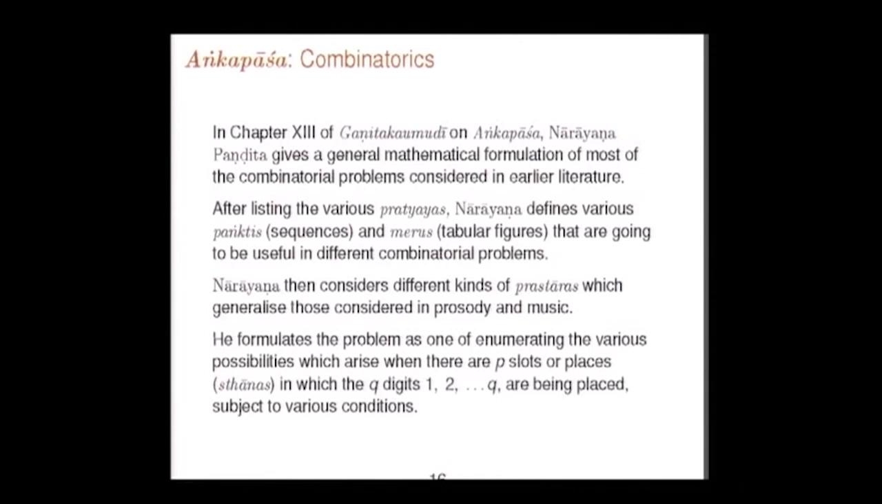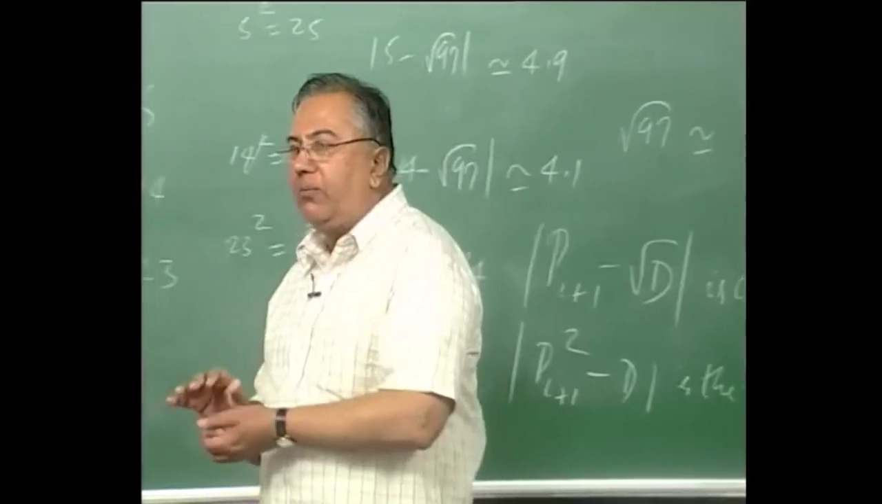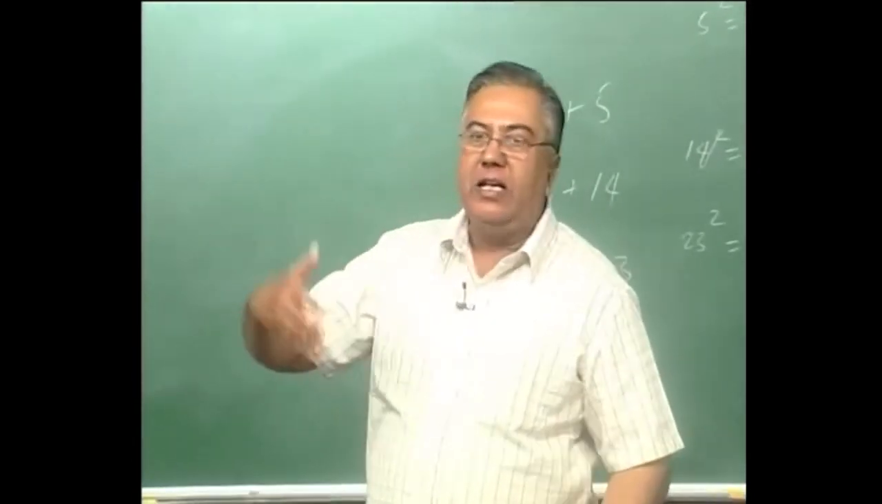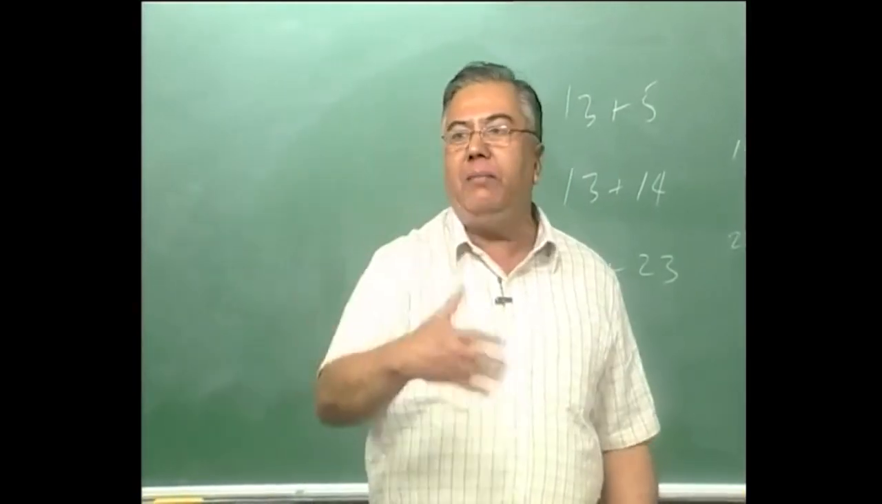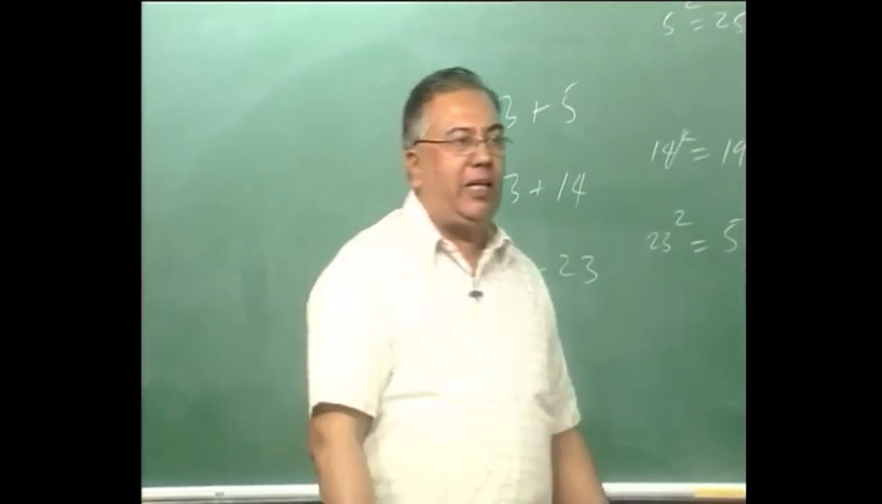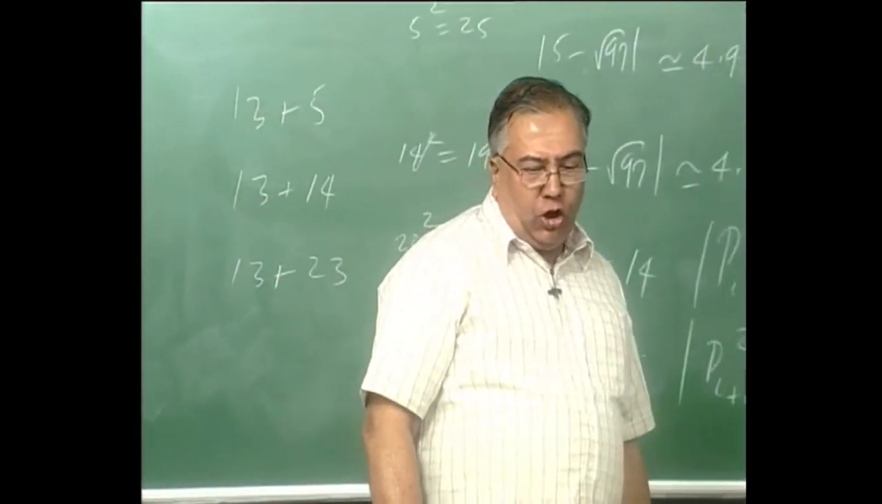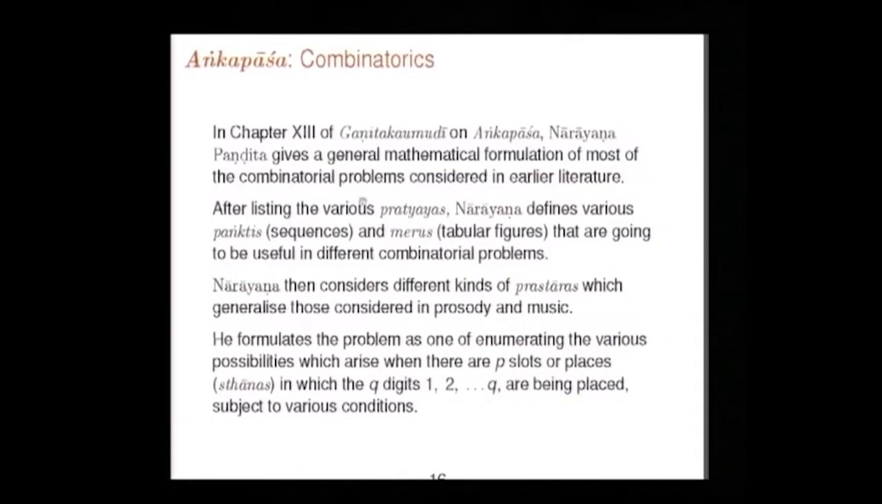Now we come to the chapter on combinatorics. It's a very long chapter and actually a very profound chapter. What Narayana Pandita does is he gives a general mathematical formulation to all the combinatorial problems that were earlier considered in the literature, starting from prosody to music and in mathematics. He tries to give a general mathematical formulation. So in the beginning, the chapter starts with defining the various pratyayas that come in combinatorics. So that is prastara, sankhya, nashta, uddishta, all that. What do they mean? Then he starts by giving auxiliary mathematical quantities.